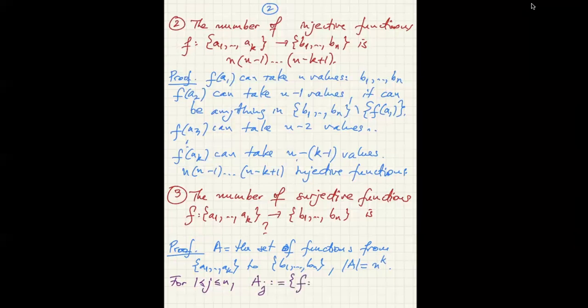f, again from our set A1, Ak to our set B1, Bn, with the property that the image of f does not contain bj. So bj does not belong to the image of f. So this condition, bj is not in the image of f, is equivalent to f of a1, f of a2, or any of them does not equal bj. Okay.